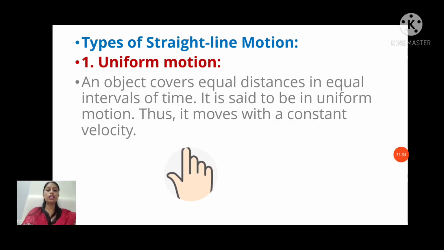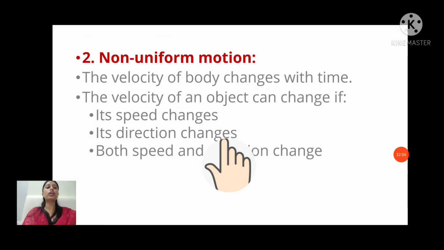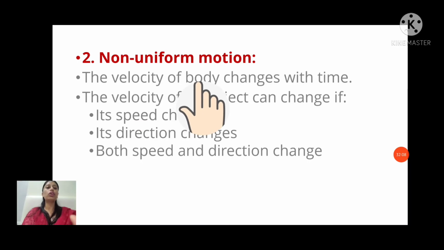It is a very important point. If any object is moving in uniform motion, meaning equal distance in equal time, then it has the same speed, which means the same velocity every time. If any object is traveling with the same velocity, the same speed, we call it constant velocity. Constant means same. Okay. Now non-uniform motion: the velocity of the body changes with time.